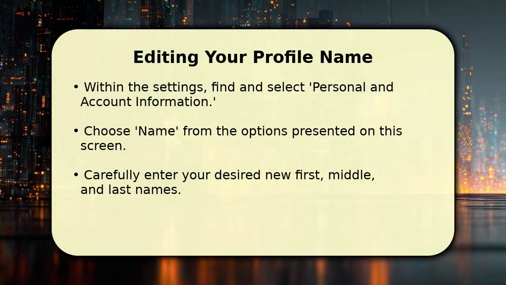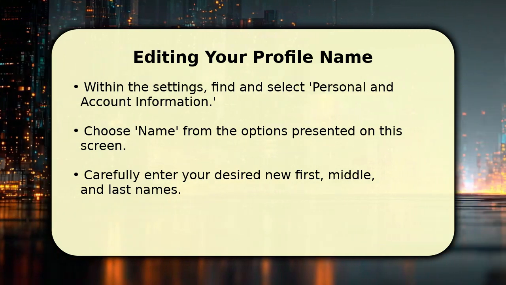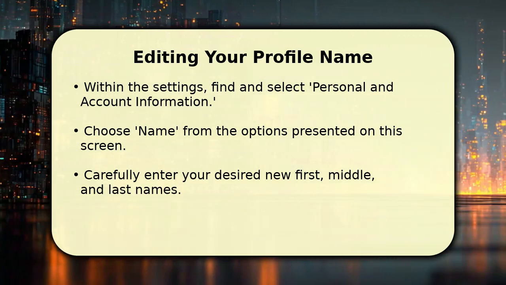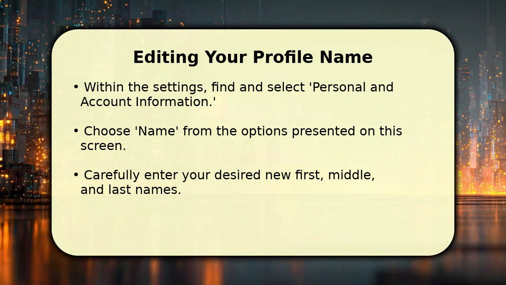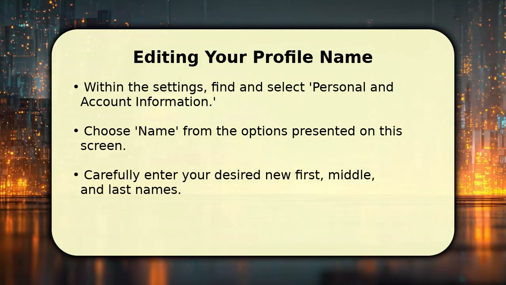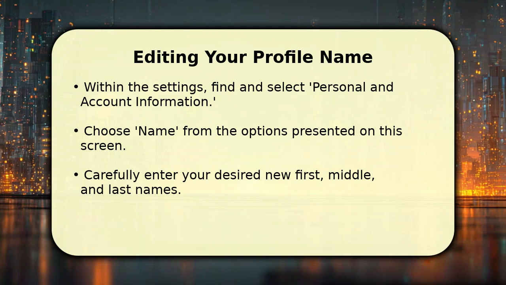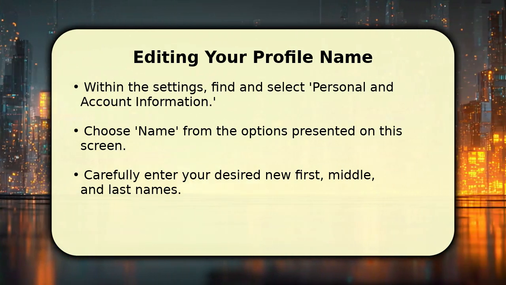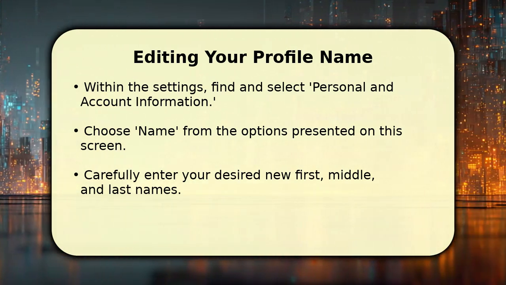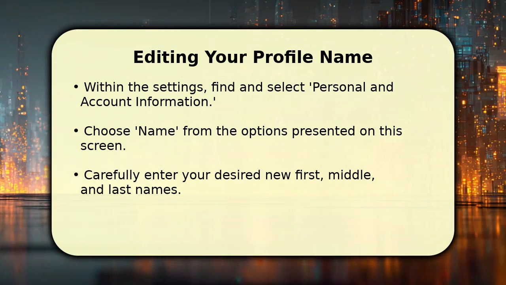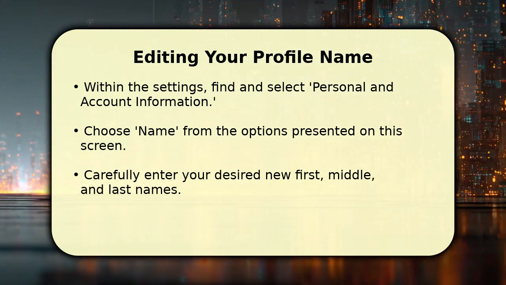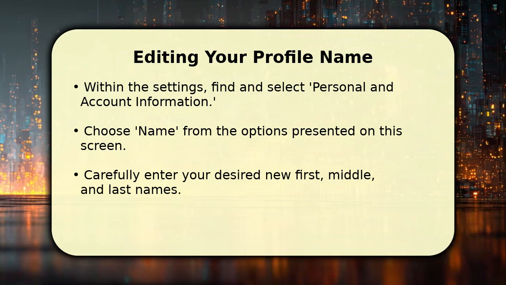Next, navigate to Personal and Account Information once you are in the main settings. Here, you will see an option specifically labeled Name. Click on this to proceed. You can then input your new first, middle, and last names into the respective fields. It is very important to carefully review these changes for any spelling mistakes before moving forward with the update.